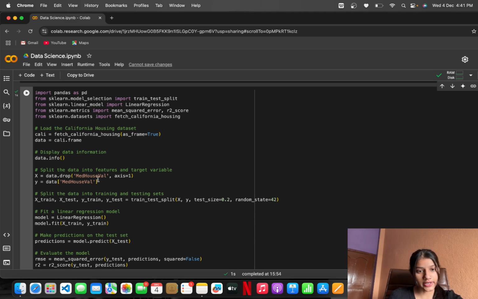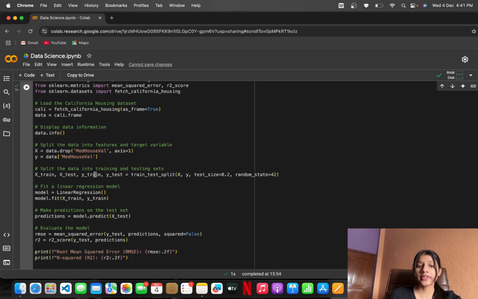Now we will split the data into features and target variable. We separate our data into X features and y target. Here MedHouseVal is the target variable representing the median house value. The features X are the other columns that we will use to predict the value. Now we will split the data into training and test sets. 80% of the data will be in the training set and 20% of the data will be in the test set.